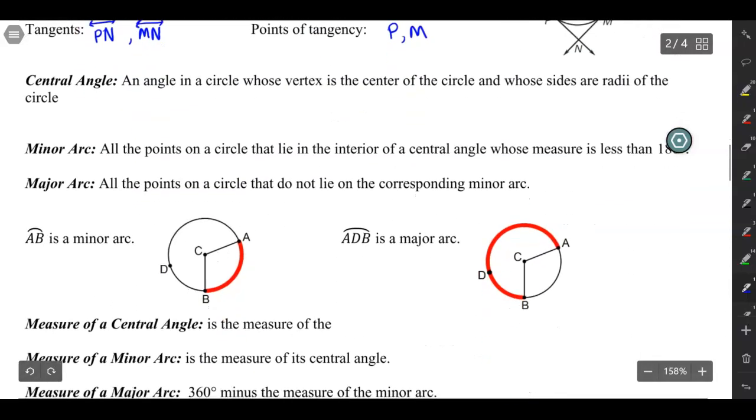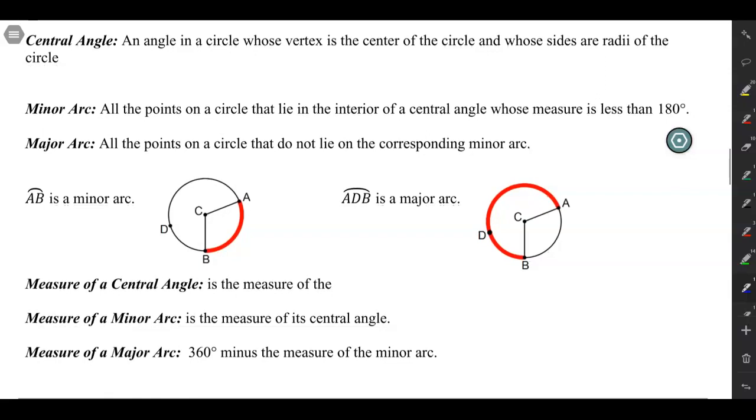Okay, let's go ahead and talk about some angles and arcs then. So the first thing we're going to talk about is called a central angle. And a central angle is an angle in a circle whose vertex is the center of the circle and whose sides are radii of the circle. So let me just draw a picture of that really fast.